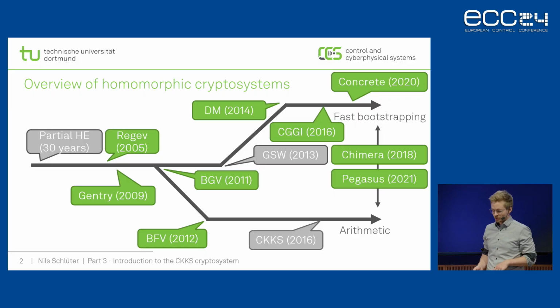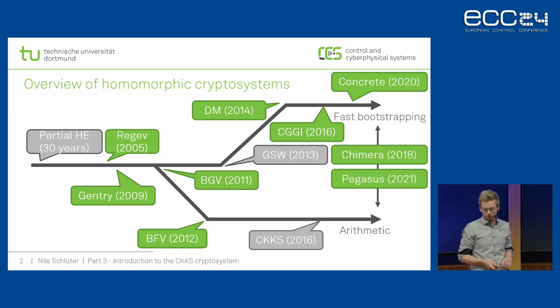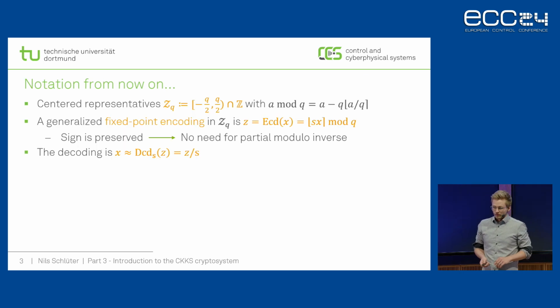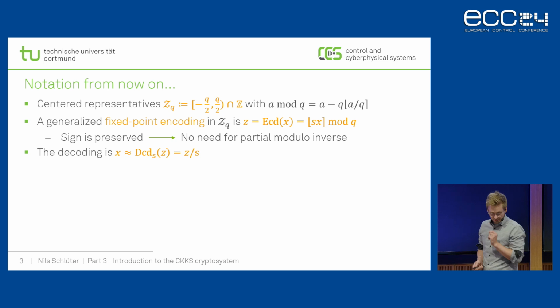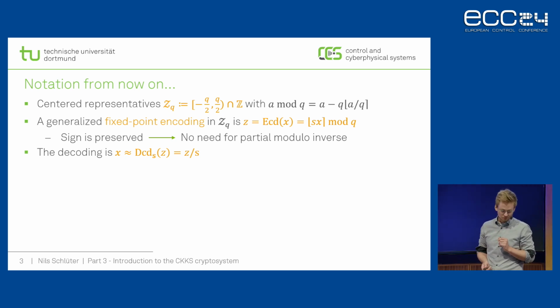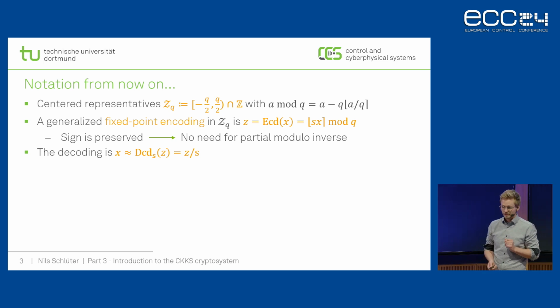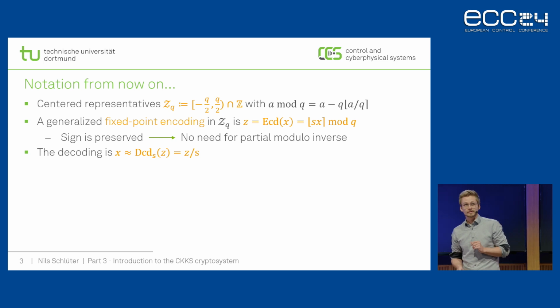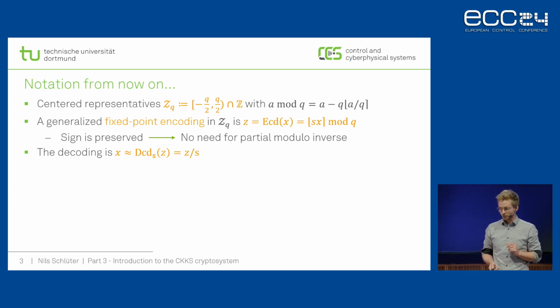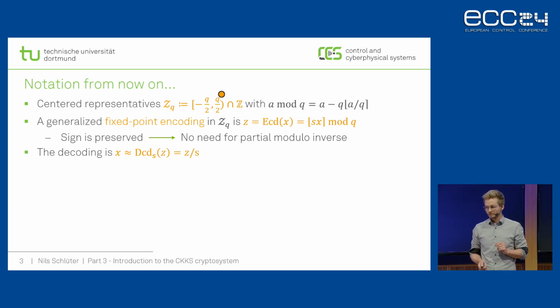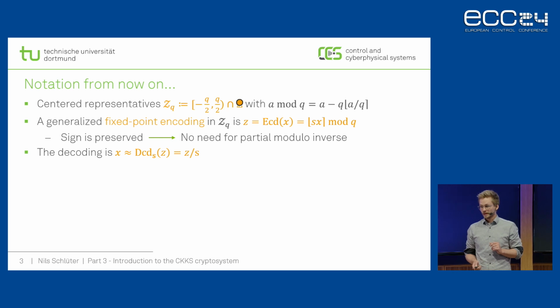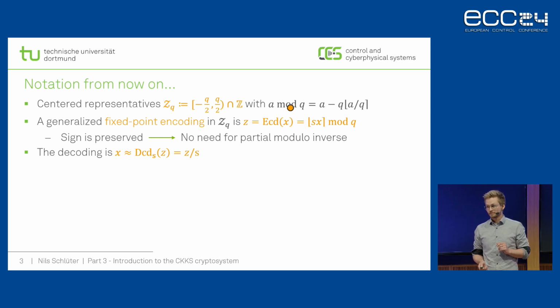Whereas in the lower branch, this is where you want to go if you want to do arithmetic, which is usually the case when we implement control algorithms. So, a slight difference in notation. I will use centered representatives for my finite set. So it goes from minus q half until q half, the integers in that set. And the modulo operation is then defined as follows.